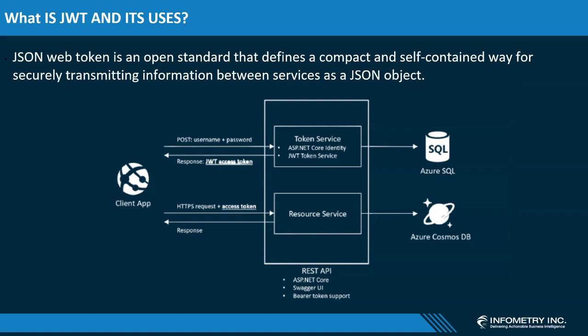JSON Web Token is an open standard that defines a compact and self-contained way for securely transmitting information between services as a JSON object. JWTs can be signed using a secret or a public or private key pair. Signed tokens can verify the integrity of the claims contained within them, while encrypted tokens hide those claims from other parties. In MuleSoft, JSON Web Tokens can be used for authentication and authorization in several contexts, primarily to secure APIs and ensure that only authorized users or systems can access them.